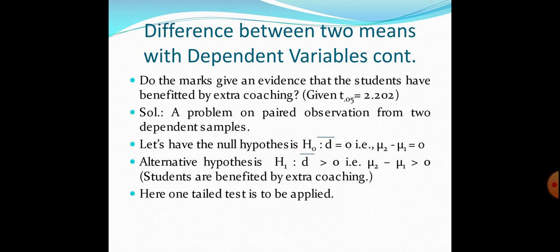Now they are asking: do the marks give evidence that the students have benefited by the extra coaching or not? First of all, set up the null hypothesis and alternative hypothesis. The null hypothesis is that the difference is equal to 0, that there is no difference due to the coaching, and the alternative hypothesis is that after getting the coaching they are benefited. Here it is a one-tail test because after the coaching they are benefited, so one side is there.